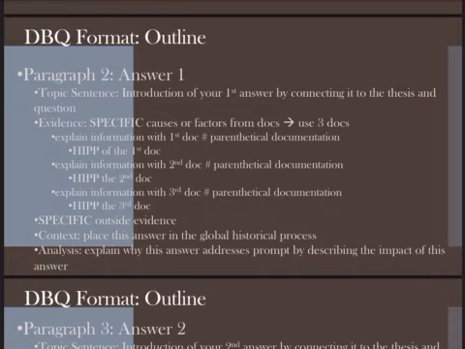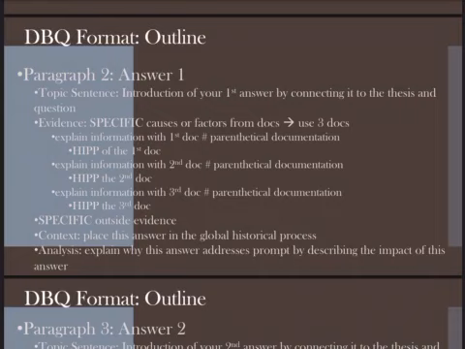So, for example, you see where it says explain the information with the first doc number and the parenthetical documentation, and then include the HIP analysis of that particular document. Okay? You want to give credit to your source, accurately explaining the purpose and the point of view from the author, and that's done immediately after using the document as evidence. So you want to keep those together.